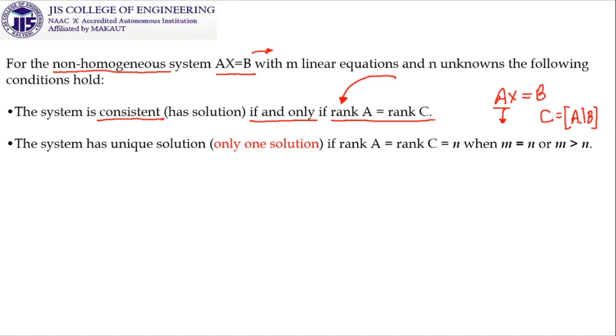So next the condition is that the system will have a unique solution, that means only one solution. If rank of A is equal to rank of C, it is required, we know that, but it has to be equal to n, where m is equal to n, that means if it is a square system, m and n are the same, and that has to be equal to the rank of A, which is rank of C. Or if m is greater than n, meaning number of rows is greater than number of columns, then it has to be equal to n, that means it has to be equal to the number of columns.